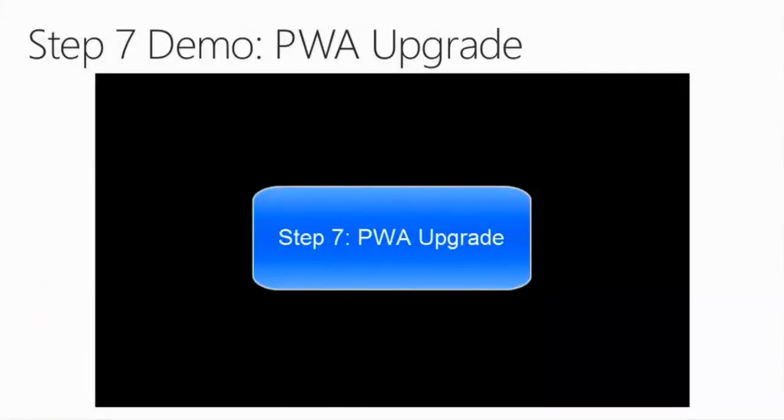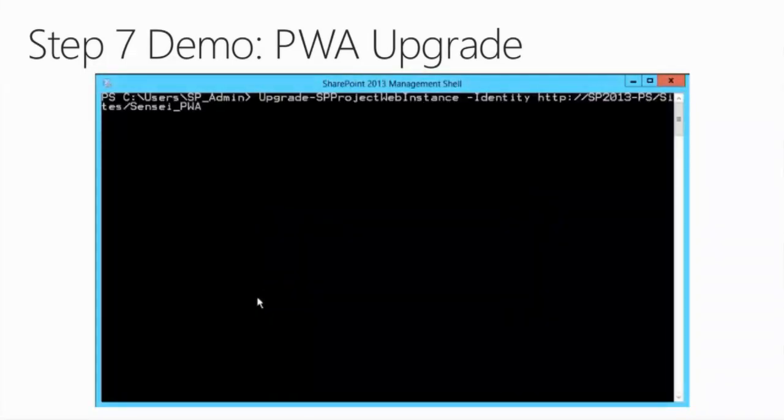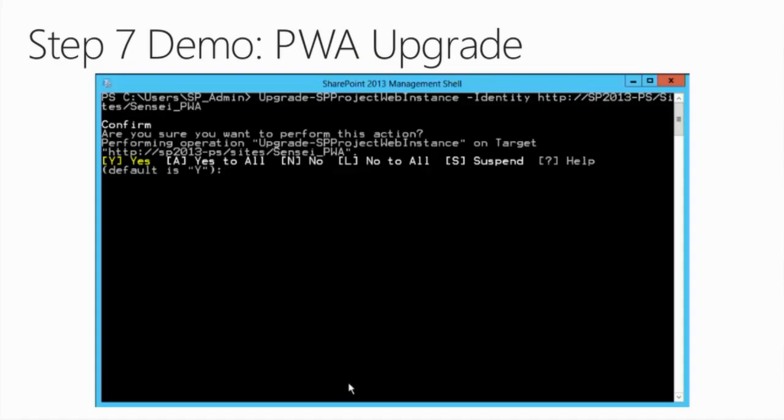So this is what the PWA upgrade looks like. Upgrade-SPProjectWebInstance is the commandlet you're going to be using. The identity I specified here is the SharePoint 2013 PS sites Sensei PWA, so the whole URL in there. After we hit enter, you'll have a confirmation. If you really want to perform this action, you would answer yes to that. Once it gets done, it'll tell you that your upgrade is completed.